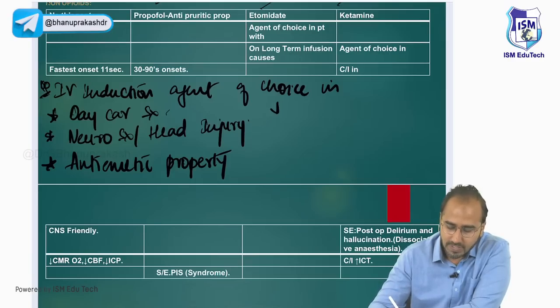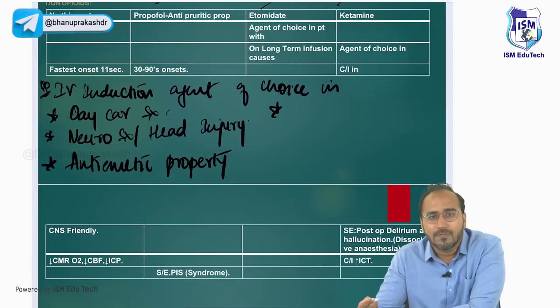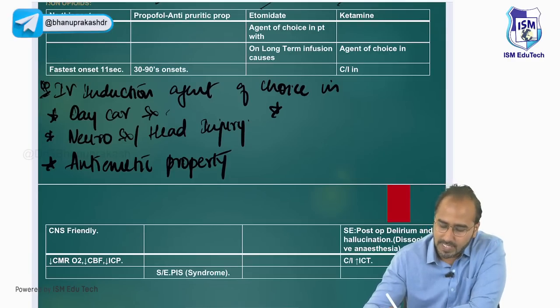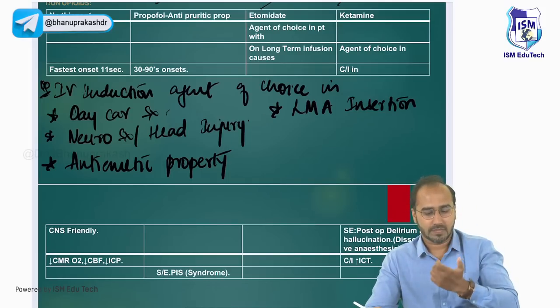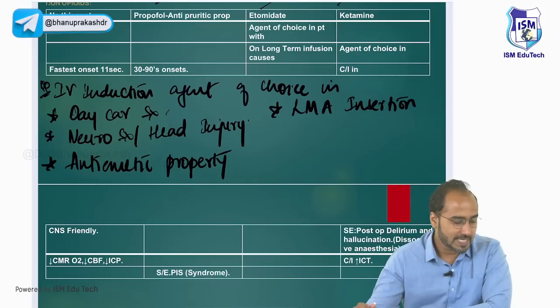Apart from that, what else do we need to remember regarding propofol? Propofol is the IV induction agent of choice for LMA insertion. What is LMA, guys? Laryngeal mask airway. If you are not able to put a tube, no problem, there is a device called LMA. You can easily put the LMA, right? So propofol can be used as an IV induction agent of choice for LMA insertion, laryngeal mask airway insertion.